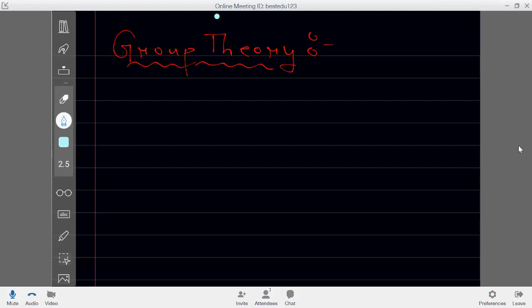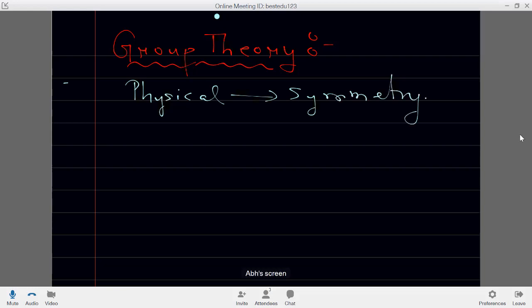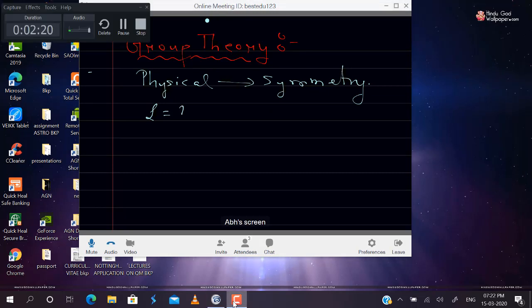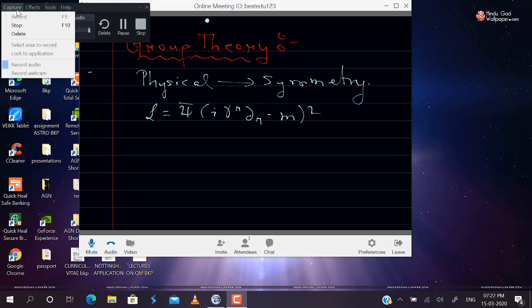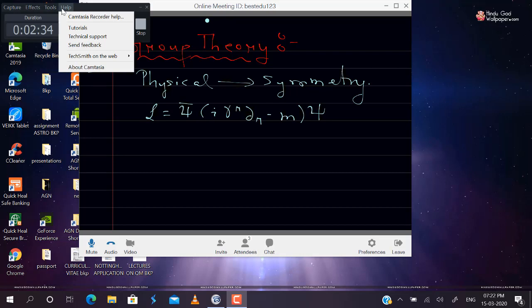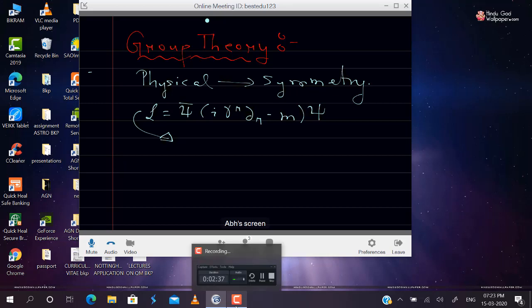Now the interesting thing is that many physical systems possess symmetry. I'll give you one example from quantum field theory. Consider a Lagrangian density of a Dirac field: psi bar i gamma mu del mu minus m psi. Now I'll show that this Lagrangian density is invariant under a certain transformation.